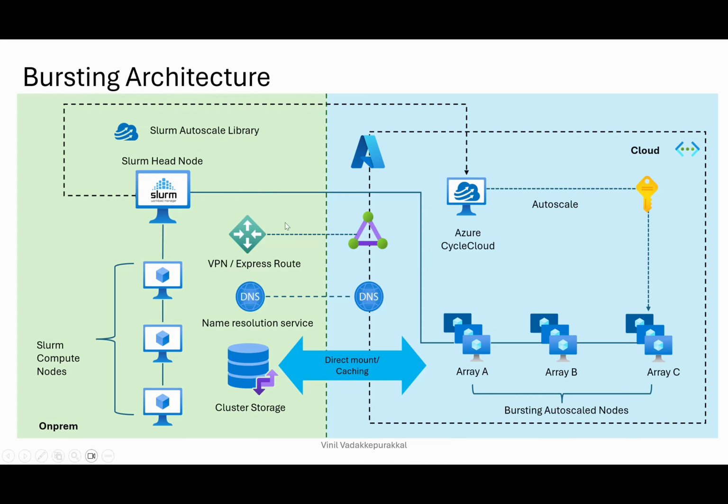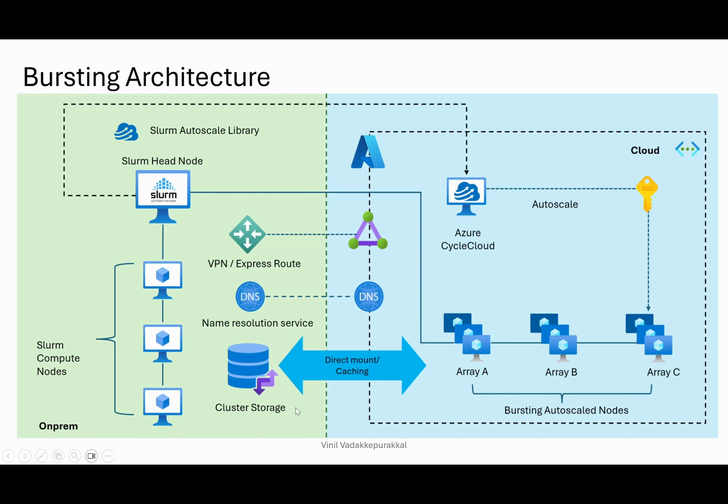The connection between on-premises and the cloud is established via site-to-site VPN or ExpressRoute in a real scenario. However, for demonstration purposes, I'm going to create two VNets and connect them via peering. We also need to have a single name resolution service. It should be unified between on-premises and cloud.